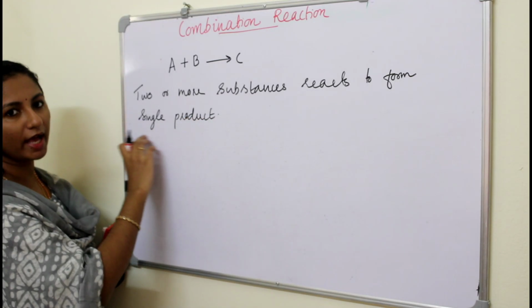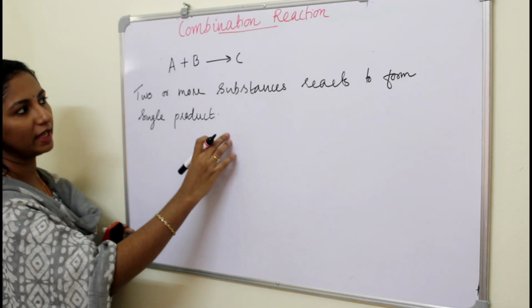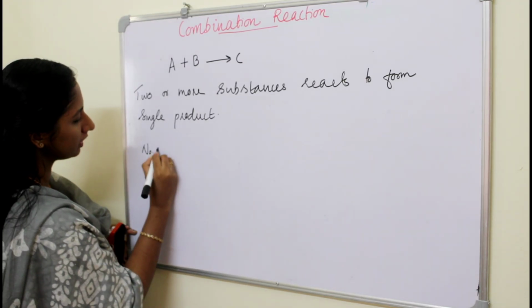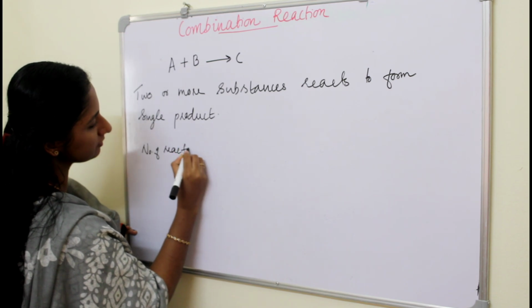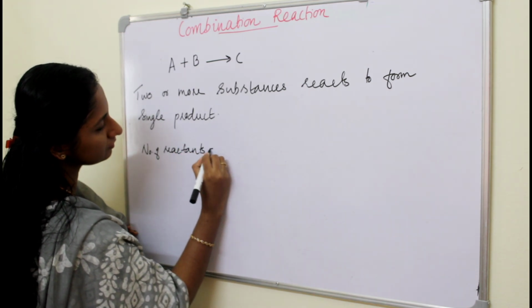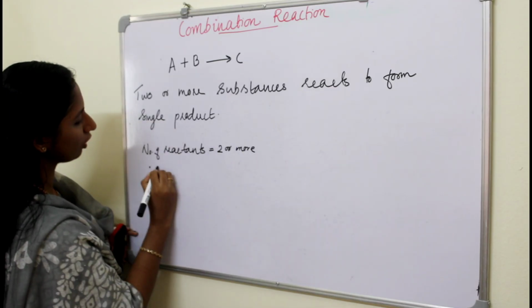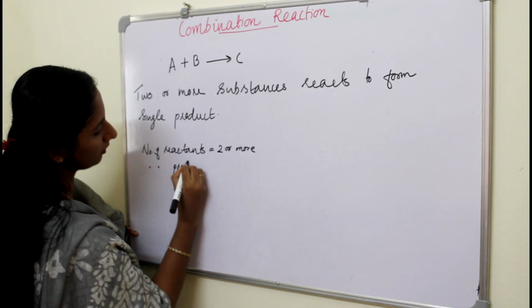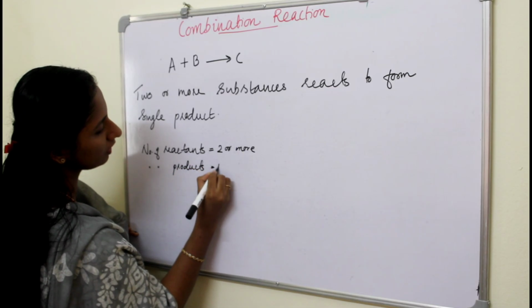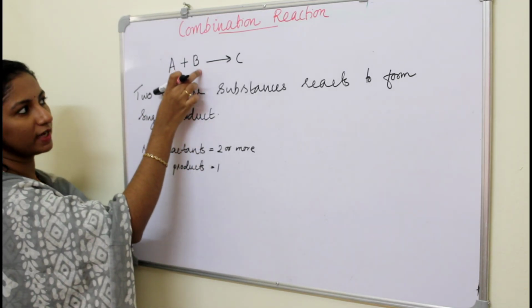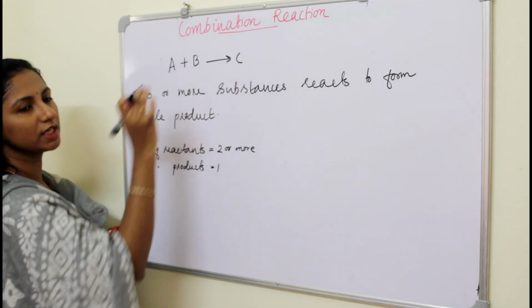So the number of reactants must be two or more and the number of products is 1. Number of reactants is 2 or more and number of products is 1, right? So 2 or more reactants or substances combine together to form a single product.